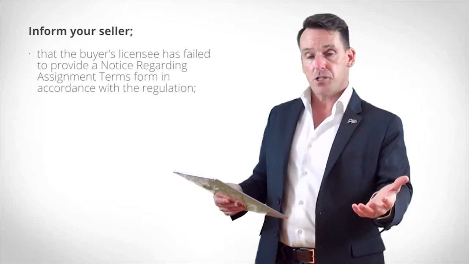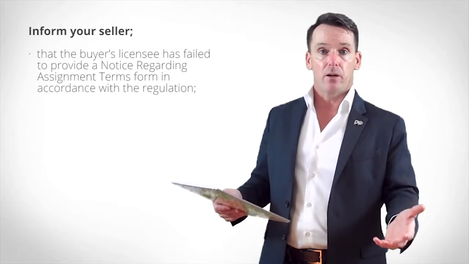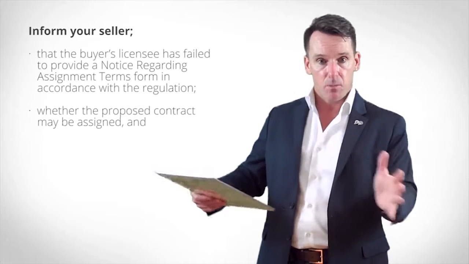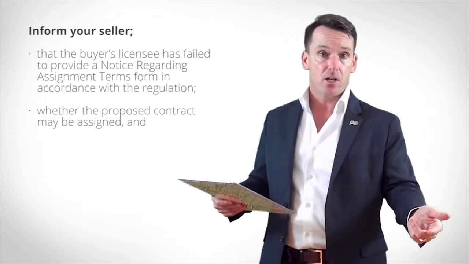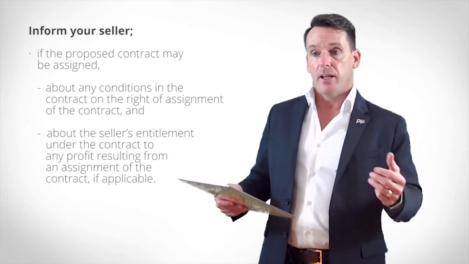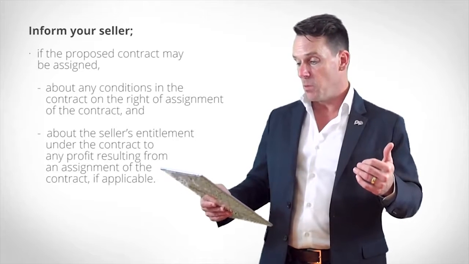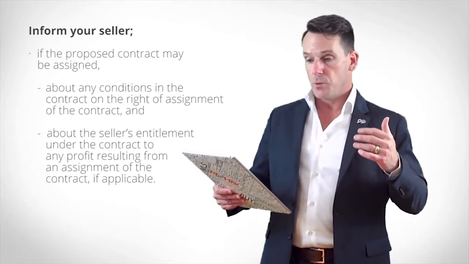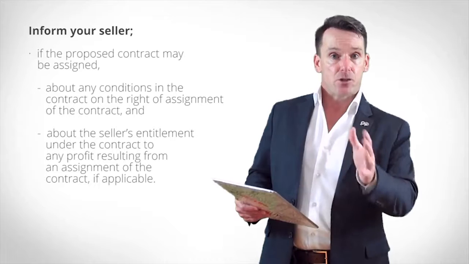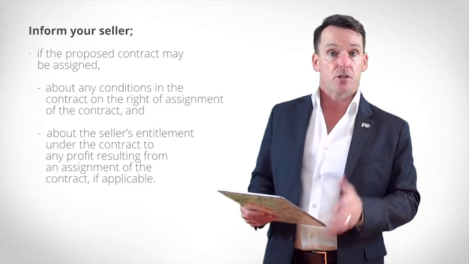But then, in addition to that, you need to make sure that your seller is aware that the contract has been modified. You need to make them aware that the way that it's modified potentially could allow the contract to be assigned. Potentially he's not entitled to any profit if it is assigned. And you need to give him the opportunity, if he wants to make changes, and as long as he's aware, then it's fine, but that's your responsibility as the listing agent to make sure the seller's been made aware of it.